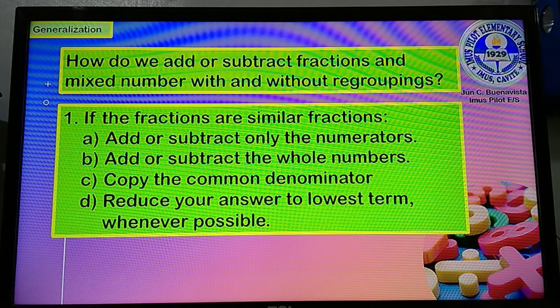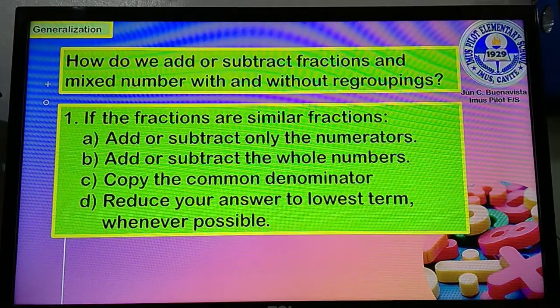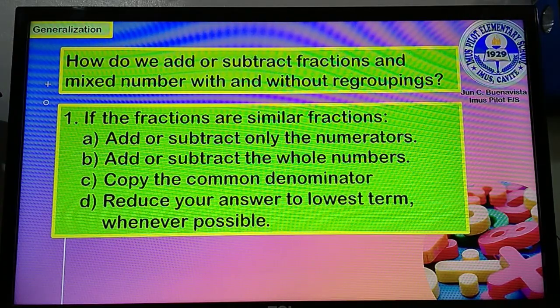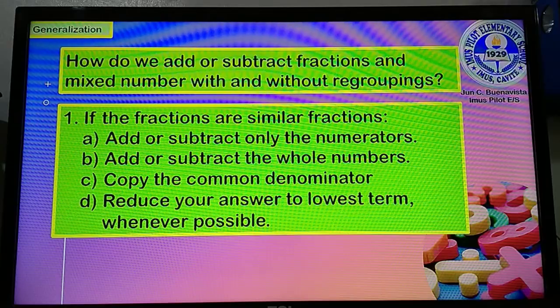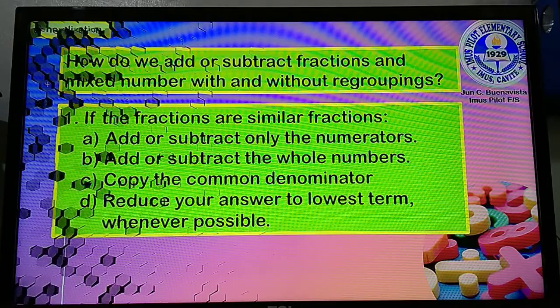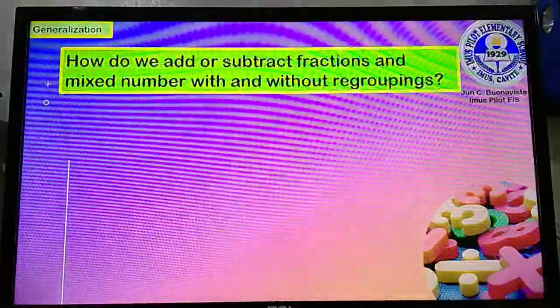Then, add or subtract the whole numbers. Then, copy the common denominator. Then, reduce your answer to lowest term whenever possible. Kapag pwede i-lowest term, you have to change your answer to lowest term. How if our fraction is dissimilar fraction?